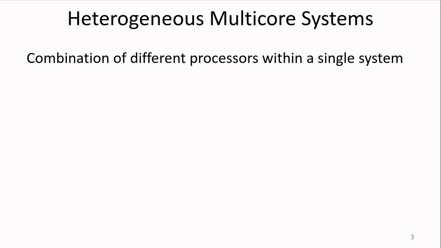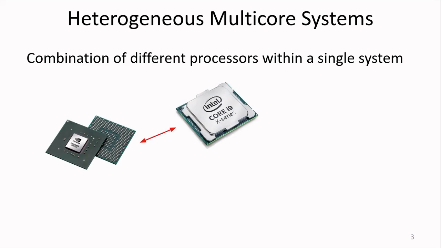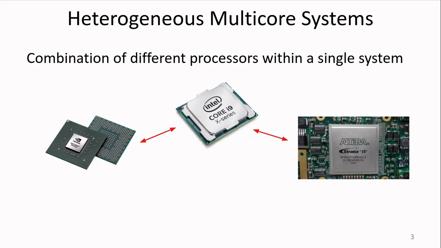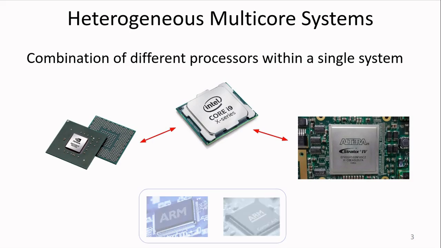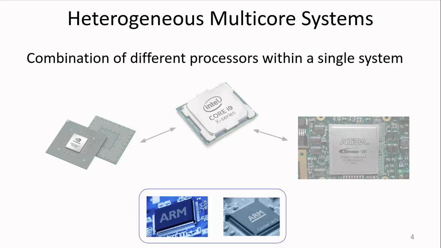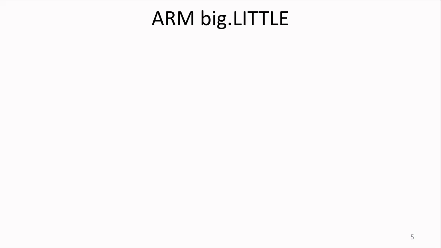So what are these heterogeneous multicore systems? Basically they are the combination of different processing units within a single system. That could be the combination of CPUs and GPUs, CPUs and FPGAs, or even the combination of CPUs and CPUs. And in this last case, that could be the combination of CPUs using different instruction sets or the same instruction set. In this case, we're actually being more precise, we're using the ARM big.LITTLE architecture.